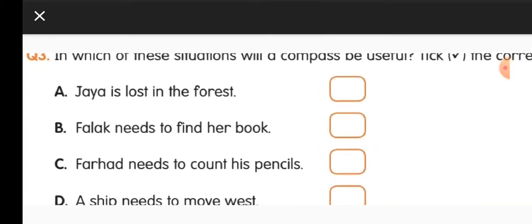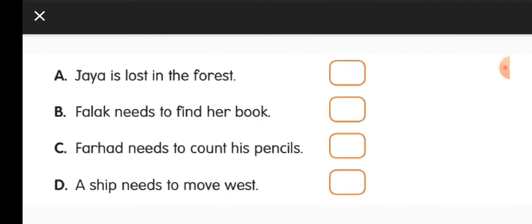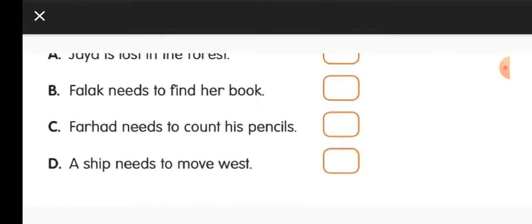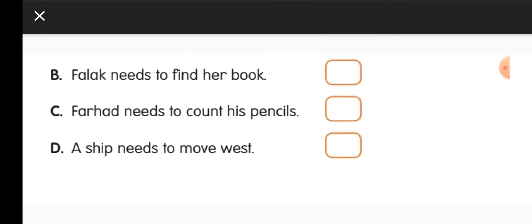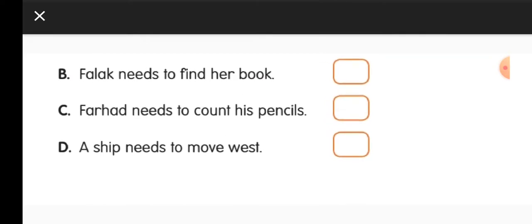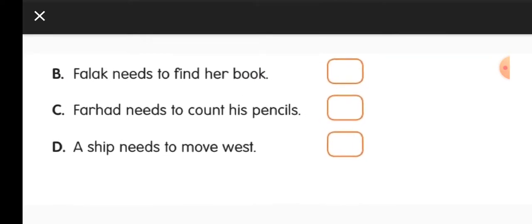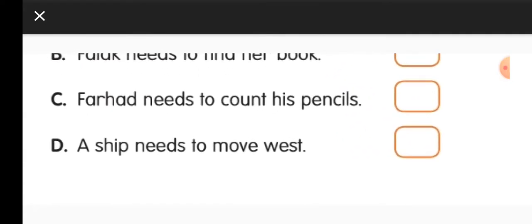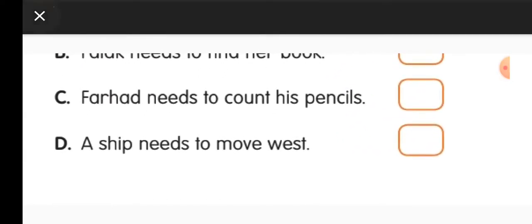Falak needs to find her book. No. Farhad needs to count his pencils. No. A ship needs to move to the west. Yes. People who are traveling in the ship use a compass. So if they want to find out where the west direction is, they should use the compass.